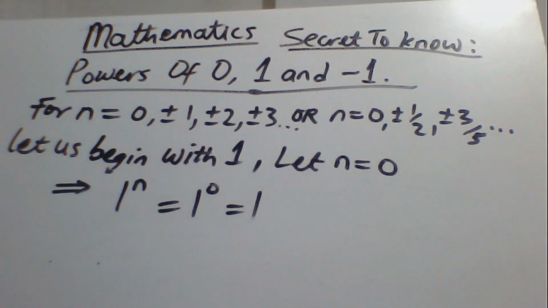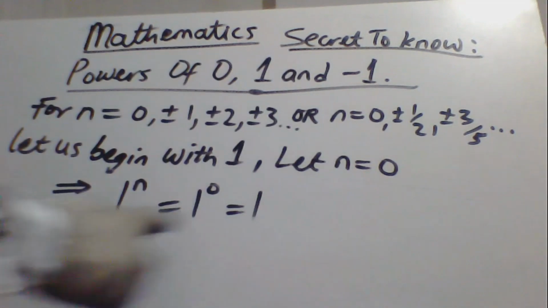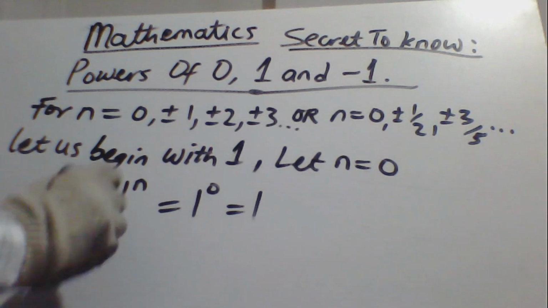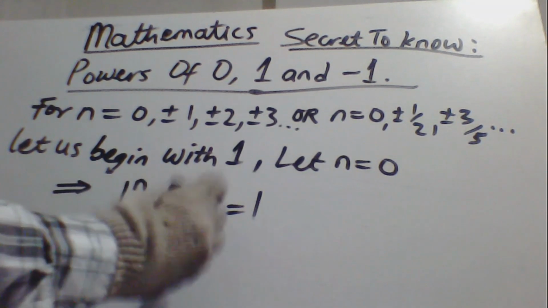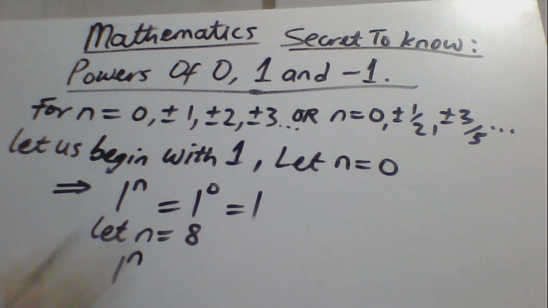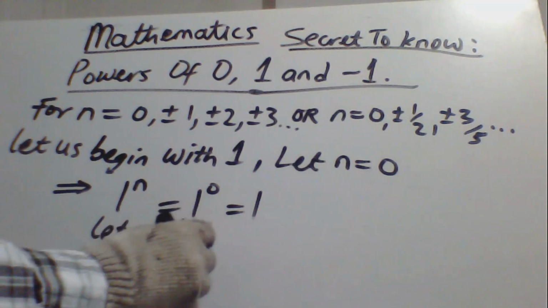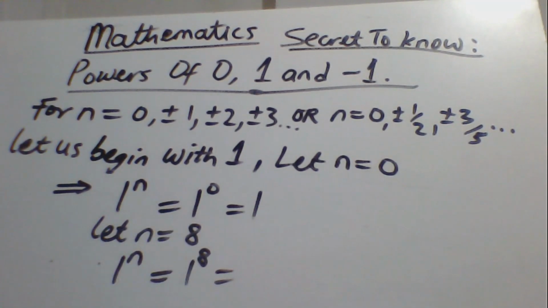So this is one of the secret powers of 1. 1 to the power of 0 will give us what? 1. So let n equal 8. If n is equal to 8, 1 raised to the power n is equal to 1 raised to the power 8. 1 to the power of 8 will give us 1.